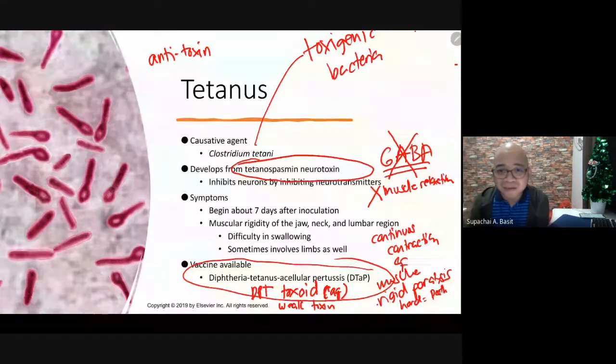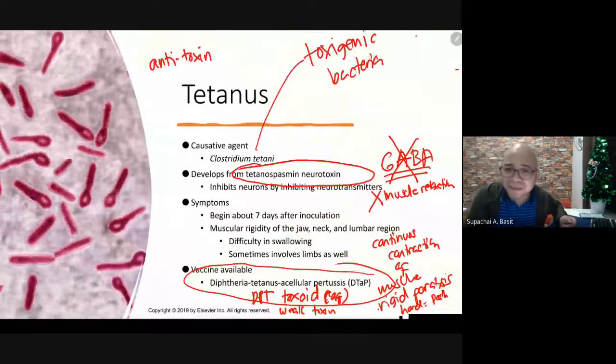And the next time around that we get exposed to the bacteria that is capable of producing toxin, such as Clostridium tetani, we already have the anti-toxin, which will neutralize the harmful effects of the Clostridium tetani neurotoxin. So prevention is better than cure. So it's very important to immunize our children with DPT so that they will not get tetanus in the future.